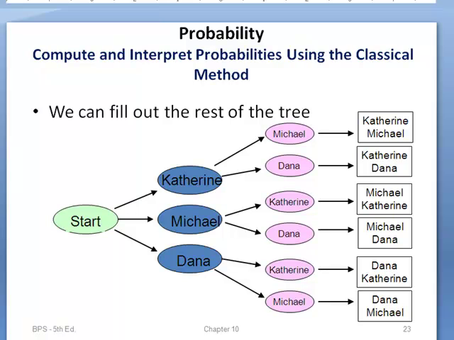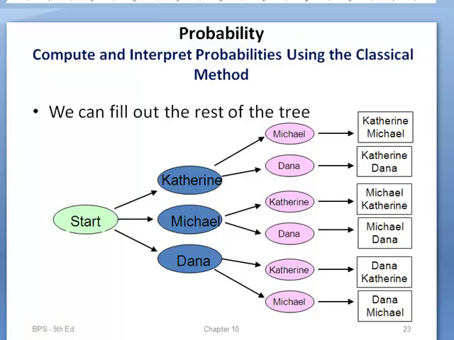You go from the start, and you see Catherine and Michael. That's one set of people that could have gone. Then Catherine and Dana, then Michael and Catherine, Michael and Dana, Dana and Catherine, Dana and Michael. So our sample space has 6 different ways that 2 people could have been picked for these tickets.